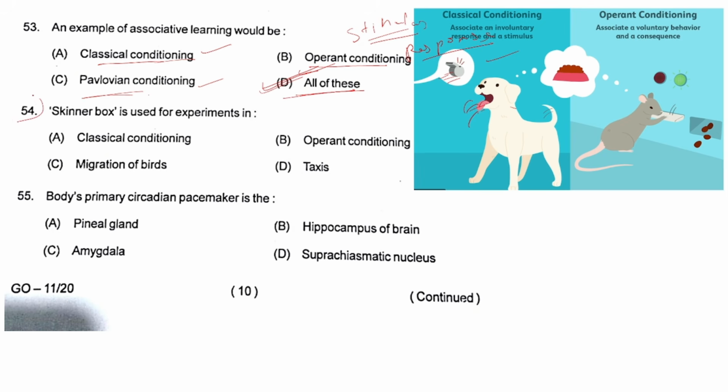Next question, Skinner box. This is the same question I have just explained. Skinner box is used for the experiments in case of operant conditioning. Option B.